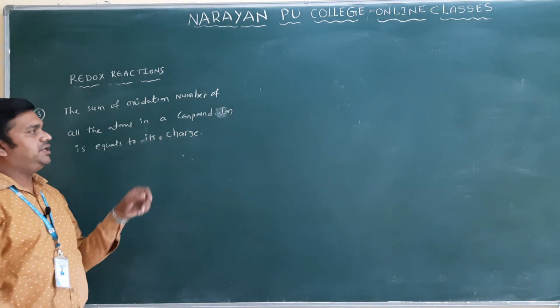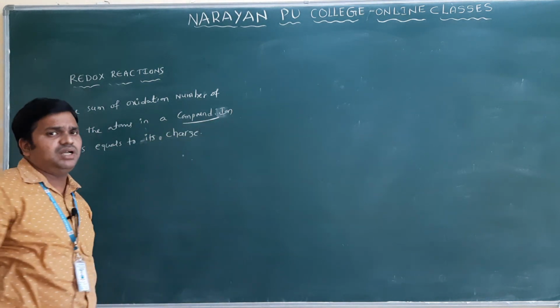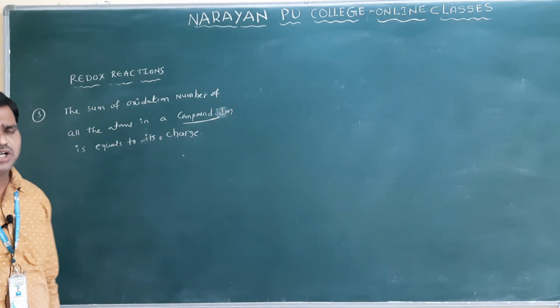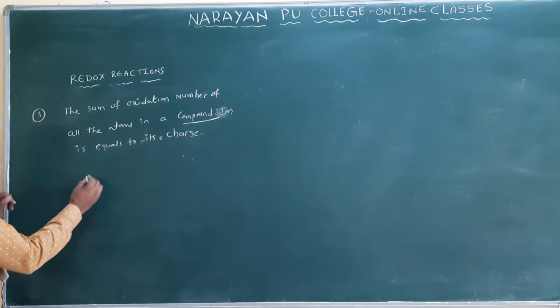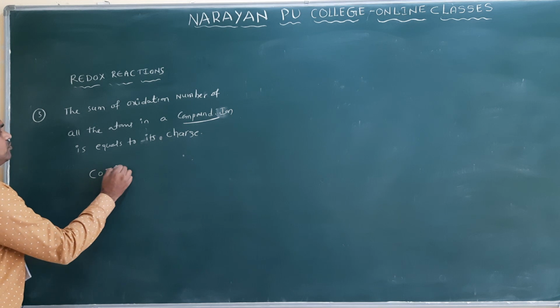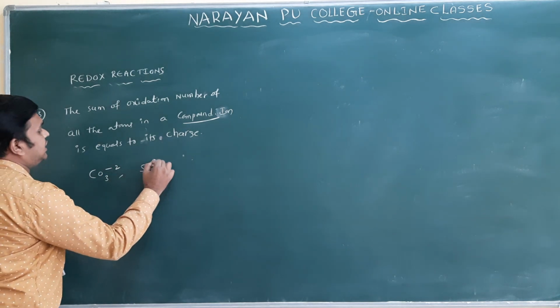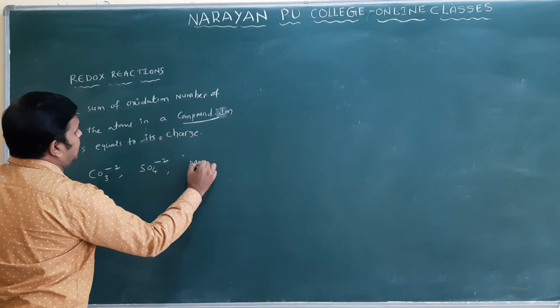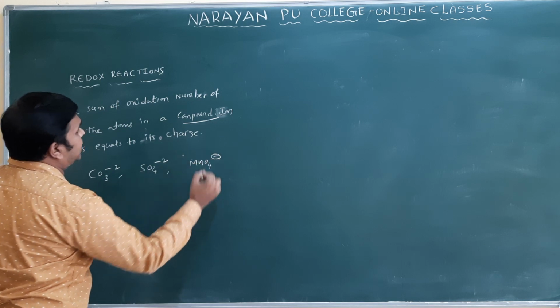The molecule with what here? Compound ion. Ion means what? They may contain a positive charge or what? Negative charge only. Let us see one example here: CO3 minus 2. I will write here SO4 minus 2 and I will write here MnO4 minus 1.